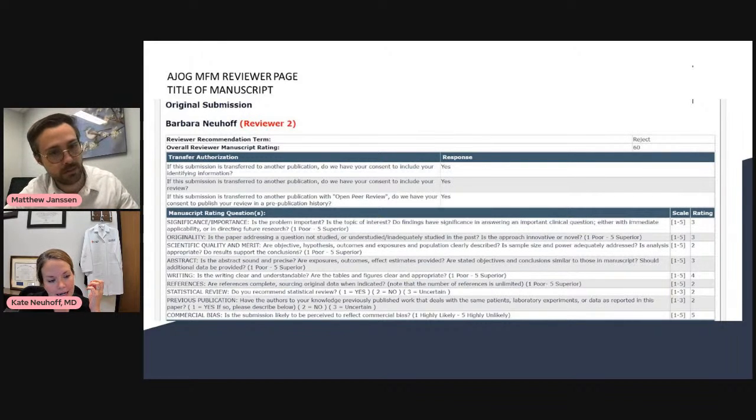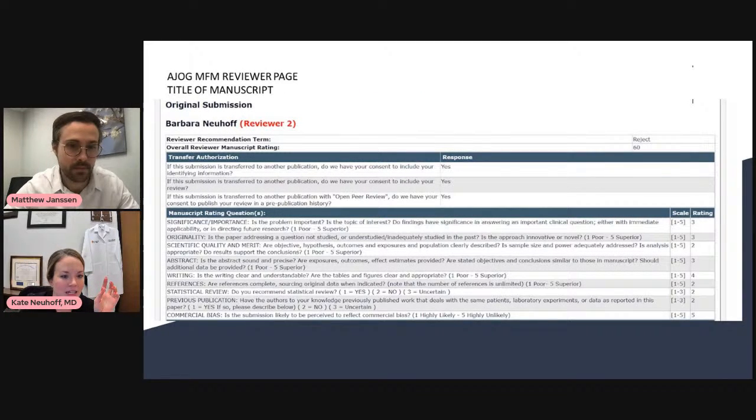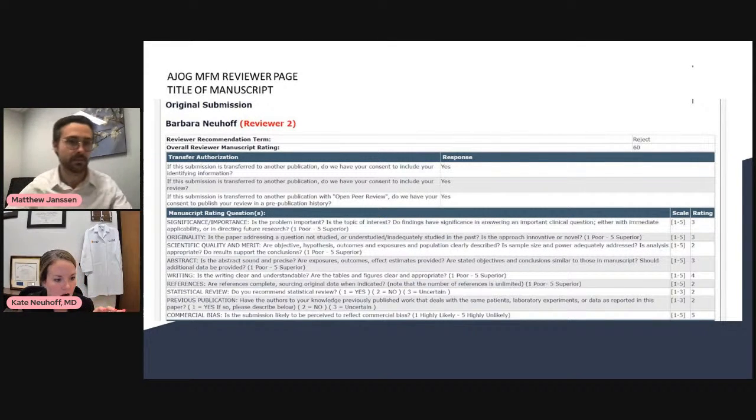I totally agree, Matt. And that's actually an awesome segue into the next section. After this page, there's two boxes, and the first box says comments to the editor, and the second box says comments to the author. And the comments to the author, I'll talk about first, since you just brought it up.